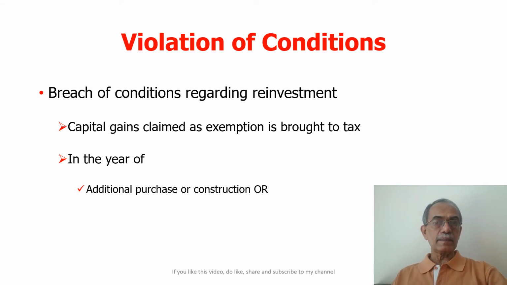Now I said earlier that other than the new house, the taxpayer is not supposed to buy another house for 1 more year or construct another house for 3 years. If these conditions are violated, in the year of such purchase or construction, the capital gain which was claimed as exempt earlier will be brought to tax. Similarly, the new house also should not be transferred for a period of 3 years. So if it is transferred within this period, in that year, the capital gain claimed as exempt will be brought to tax.